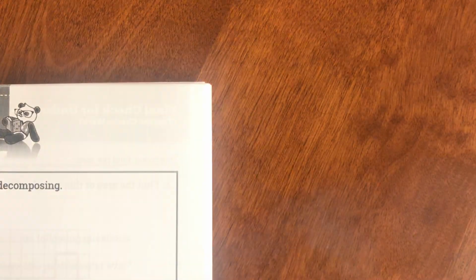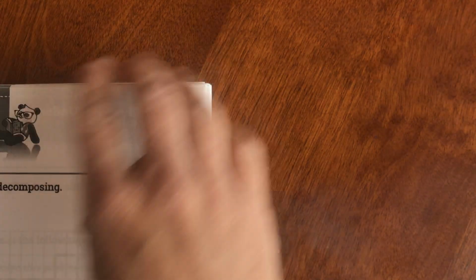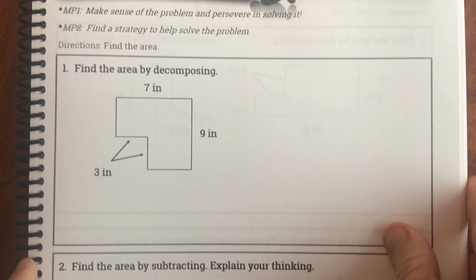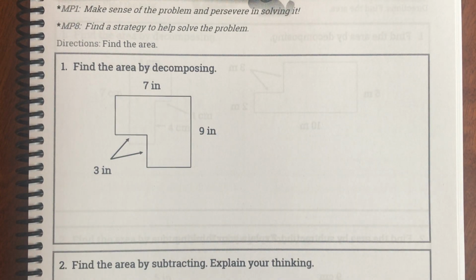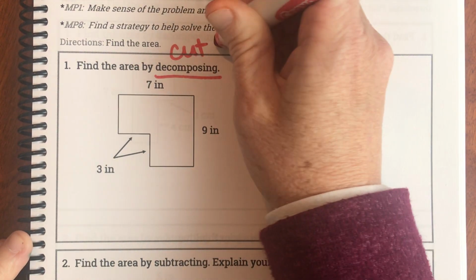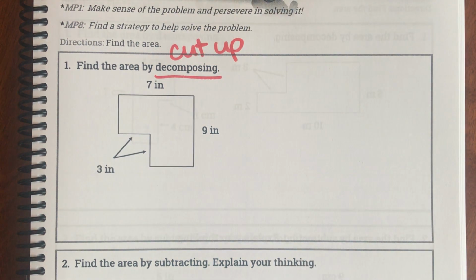Okay, so I'm going to do 2 more with you. I know normally I only do 2, but we're going to do 2 more of these together that are going to look now with numbers and not with our shapes. Okay, so this says I'm going to find the area by decomposing. Remember, decomposing means I'm going to cut up. So I'm going to cut that up.